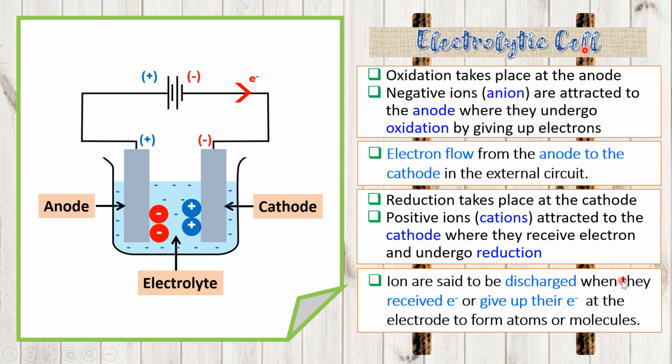In electrolytic cell, oxidation takes place at the anode, where the negative ions are attracted to the anode and undergo oxidation by giving up electrons. Electrons flow from the anode to the cathode in the external wire. Reduction takes place at the cathode, where the positive ions are attracted to the cathode, receive electrons and undergo reduction. Ions are said to be discharged, where they receive or give up electrons at the electrode to form atoms or molecules.